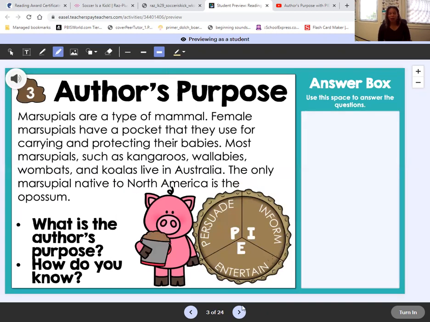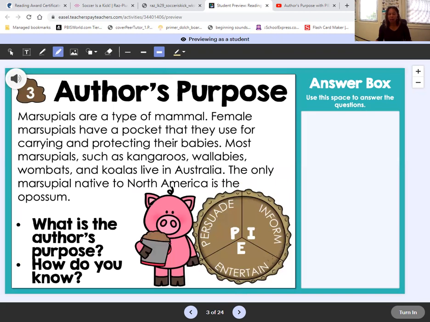All right, practice number 3. Marsupials are a type of mammal. Female marsupials have a pocket that they use for carrying and protecting their babies. Most marsupials, such as kangaroos, wallabies, wombats, and koalas, live in Australia. The only marsupial native to North America is the opossum.